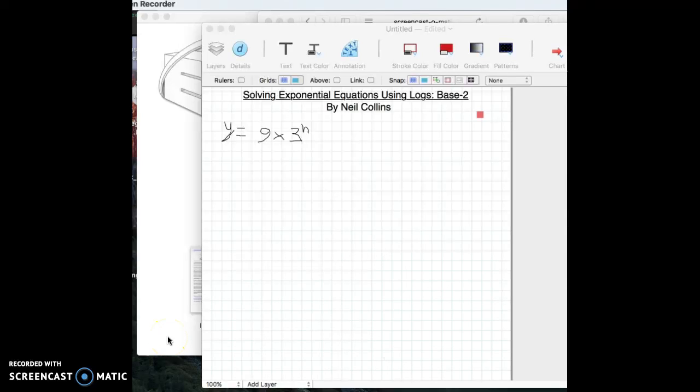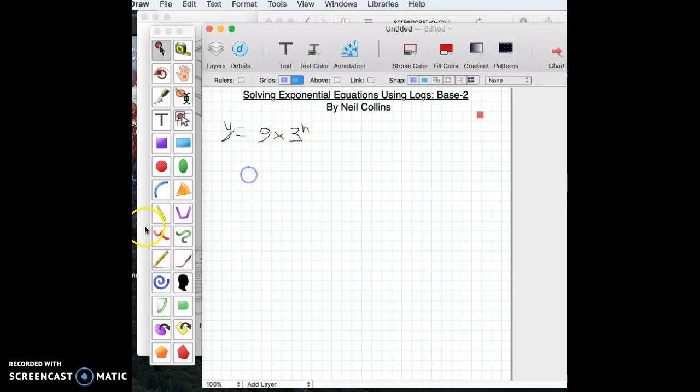Hello there. So today we are going to be doing the lesson solving exponential equations using logs with base 2. First off, we're starting off with a problem: y equals 9 times 3 to the h power. After that, we're going to fill in a value for y. In this case, it's going to be 91.